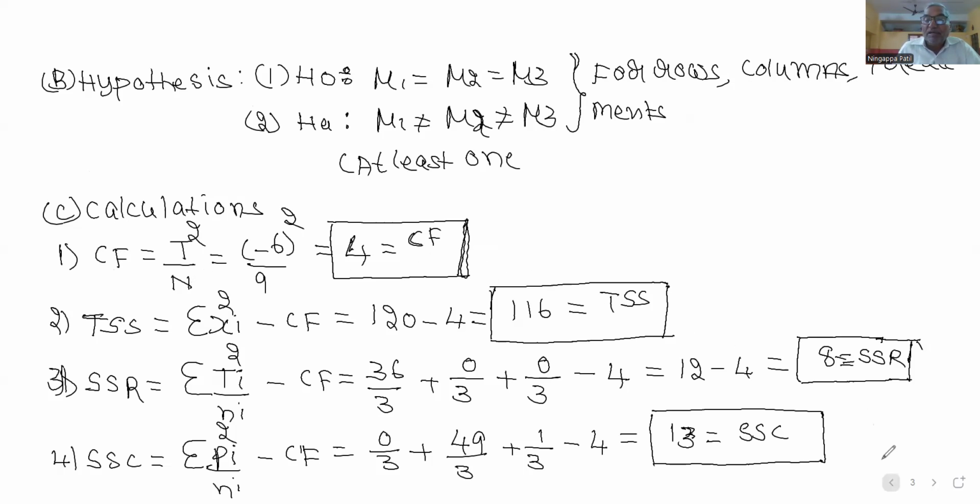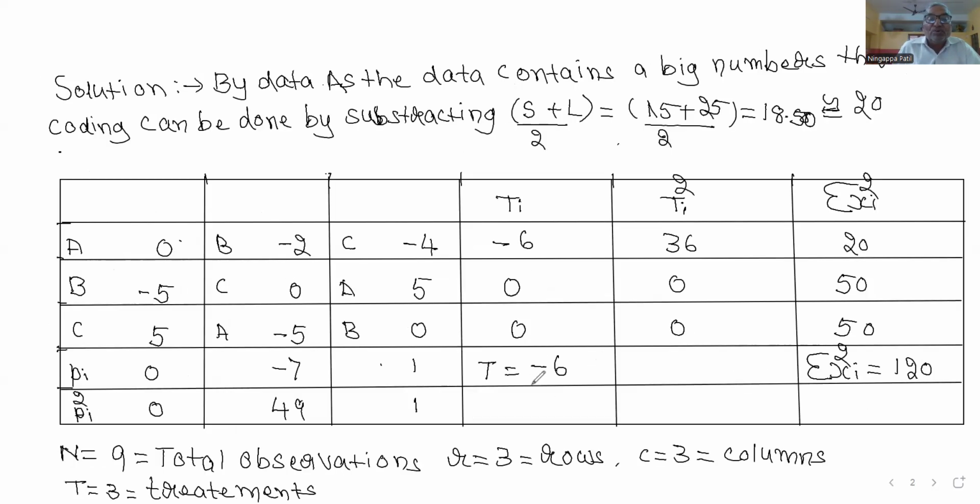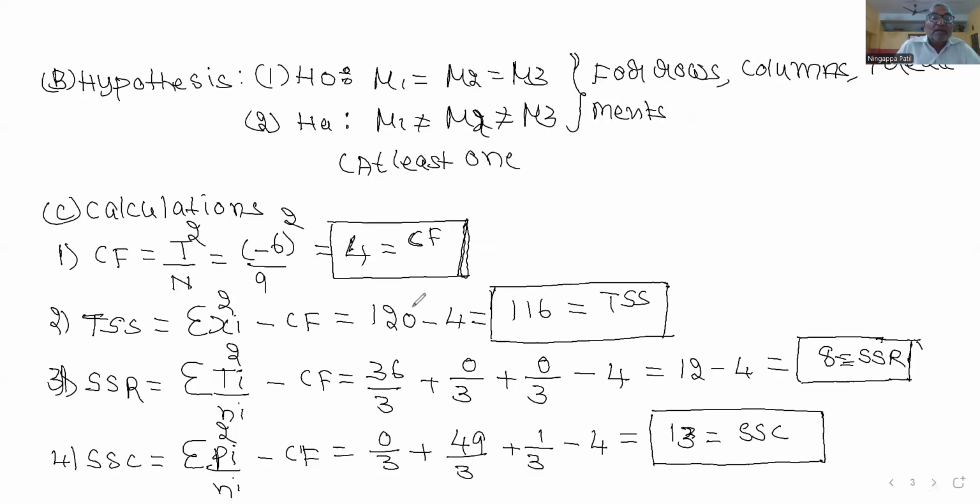Now, the T square, you can get the T value. Look here, T is -6. -6 square divided by N equal to 9. -6 square divided by 9. Then you can calculate this, 4. This is a correction factor and very important result. For this, marks will be there. You can mark it, box it.